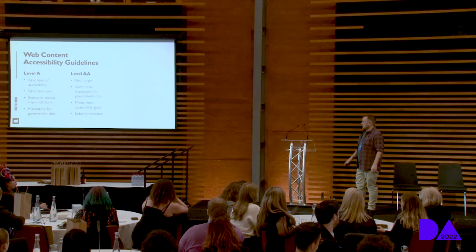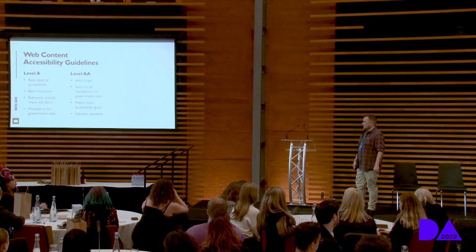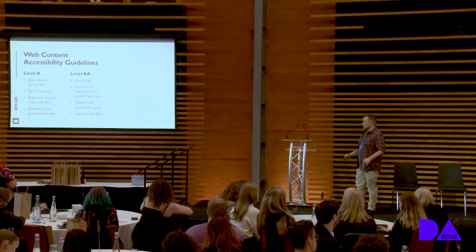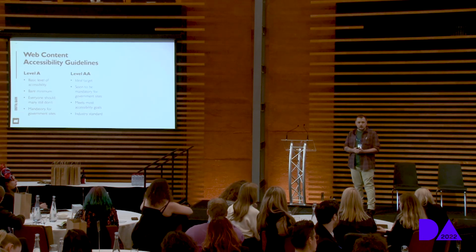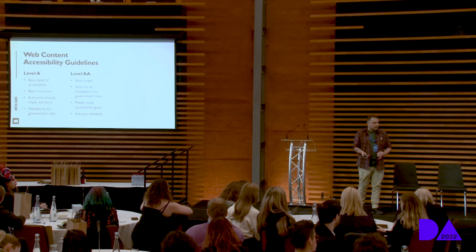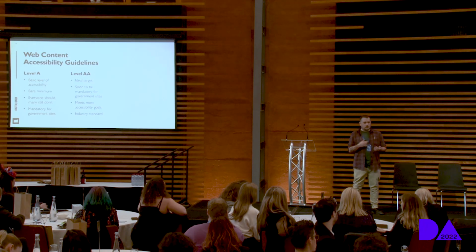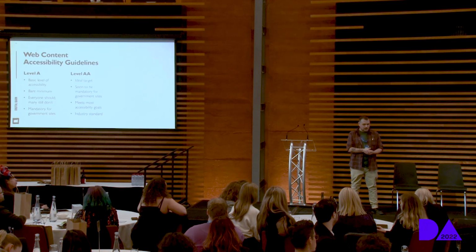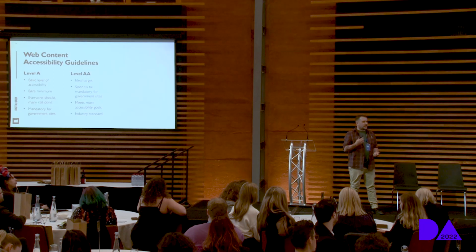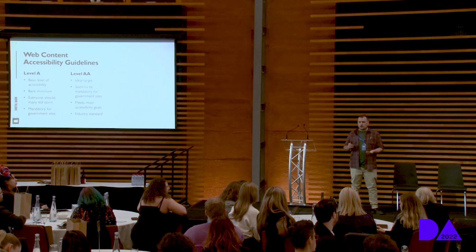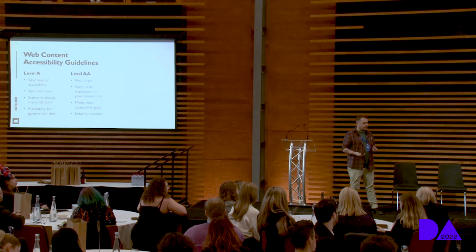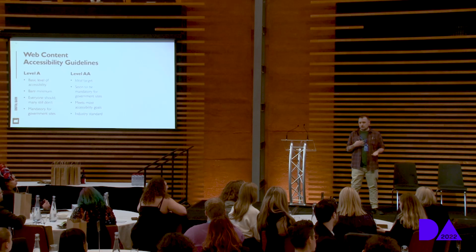AA is the ideal target. It's going to be mandatory for government websites fairly soon. It meets most accessibility goals. It basically covers things like color contrast, making sure everything has alt tags, which I'll explain in a moment, and making sure that everything is navigable by a keyboard. So if you can't use a mouse or you have limited fine motor movement, you need to be able to navigate everything basically using the tab, spacebar, shift buttons, things like that.